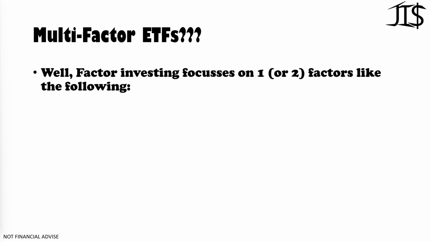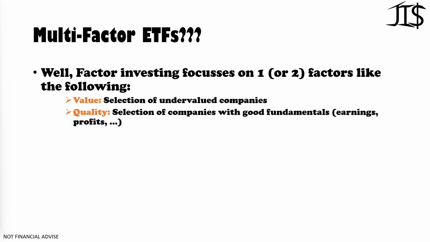And when you are doing factor investing, you're focusing on one or maximum two factors like the following. So you have a value factor where you select companies that are undervalued. That should be your aim when you are value investing. When you are investing into quality stocks, you are trying to select companies with good fundamentals. So they have good earnings, they have good profits, they have low debt. So that has to do with accounting and the annual reports and stuff.